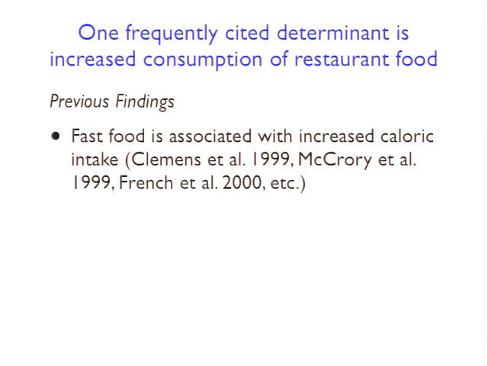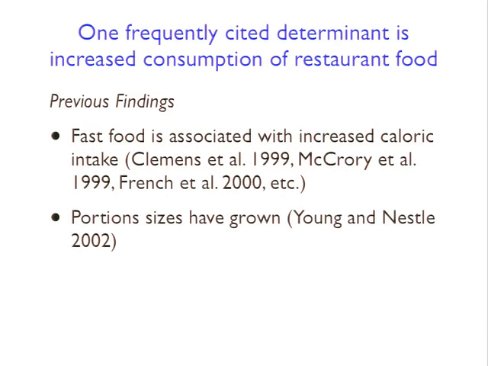There's this famous paper by these authors, Young and Nestle, and what they did is go back and look at what McDonald's served in the 1950s and compare it to what they serve today. They found that the size of a regular French fries has doubled or tripled, and hamburgers are now 2 or 3 times larger.